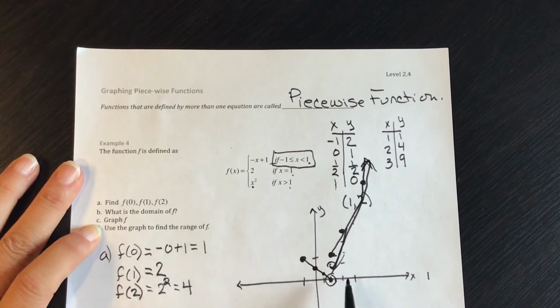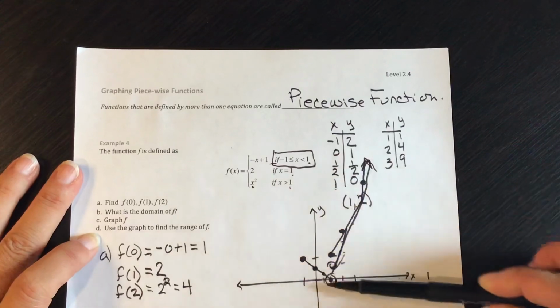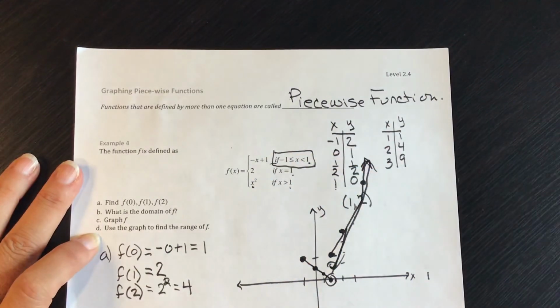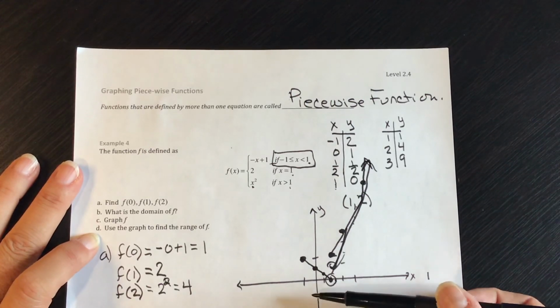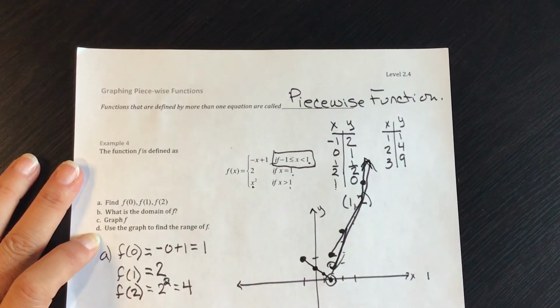All right, so we did do the graph, and using the graph to find the range, all of my y values are above the x-axis. So for part D, my range will be the y values greater than or equal to 0.